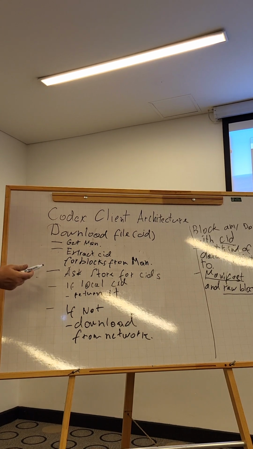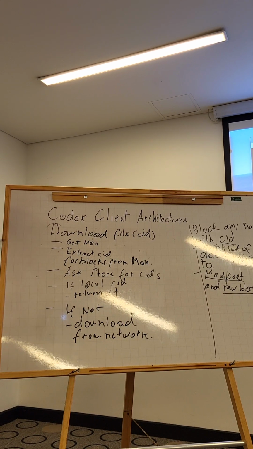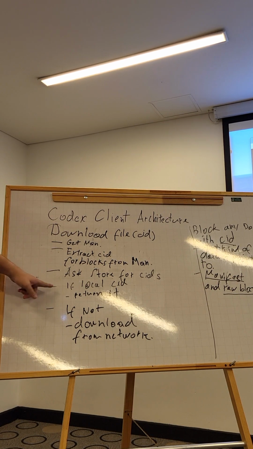These are 1, 2, 3, 4, 5 steps, right? And this is really where the magic happens. Essentially, you ask the store, and it says, oh, I have it, let me just read it from disk and give it back to you. Or, oh no, I don't have it, let me schedule it on the block exchange, and the block exchange will figure out how to get it.